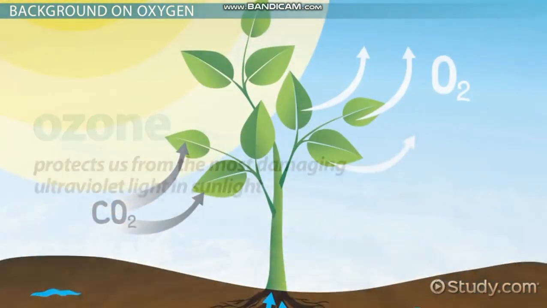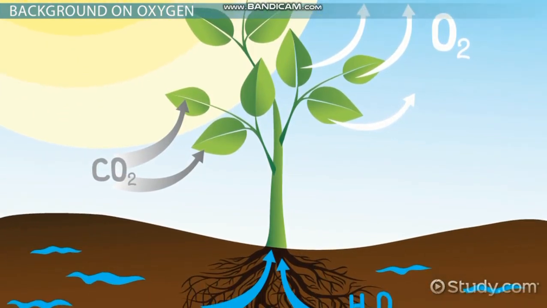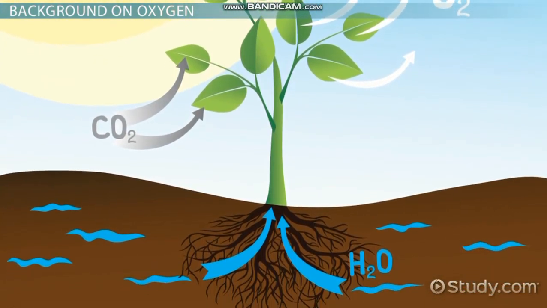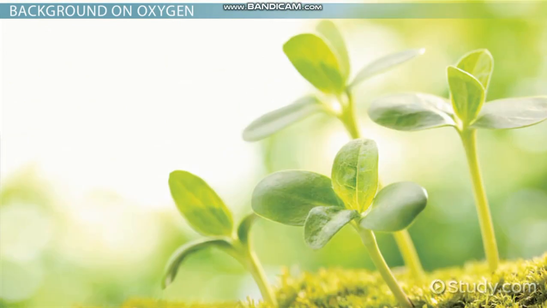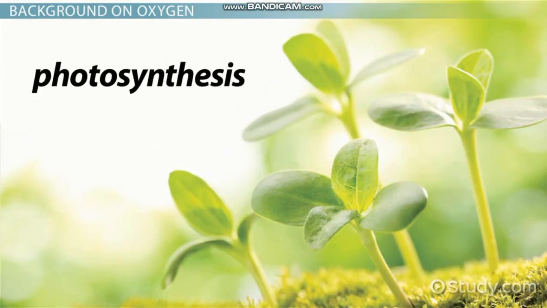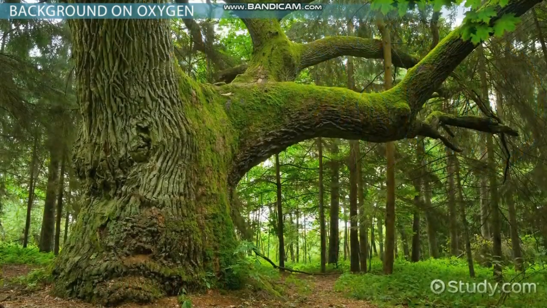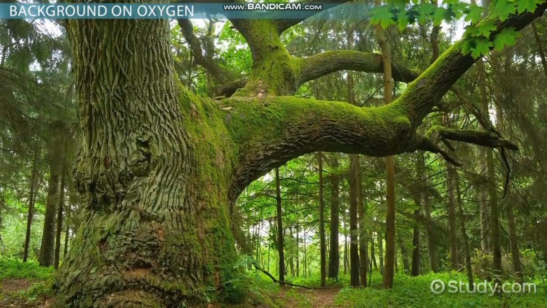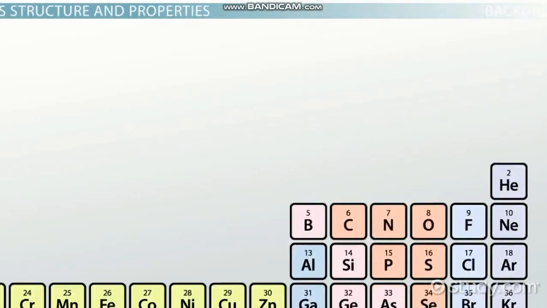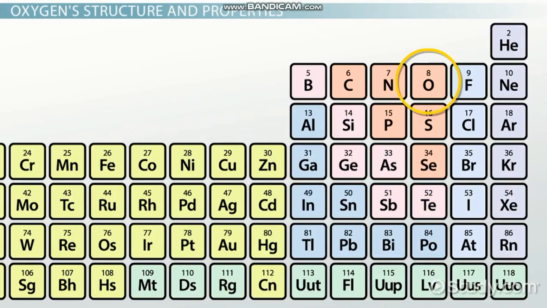You might be wondering why such a reactive element is still present in the atmosphere in such large quantities after all this time. The answer is photosynthesis, carried out by all green plants. Oxygen is a waste product of photosynthesis, which turns water and carbon dioxide into sugars. So you can think of your local park or forest as a place where oxygen is pumped back into the environment. Oxygen is a chemical element with the symbol O.